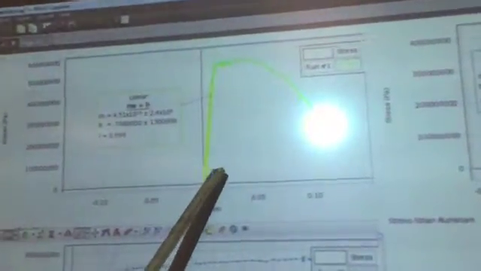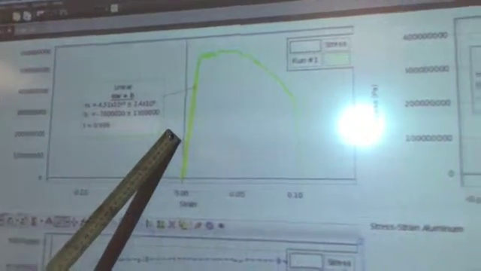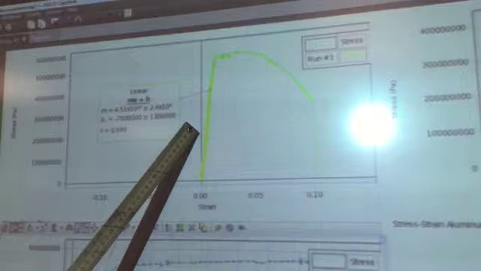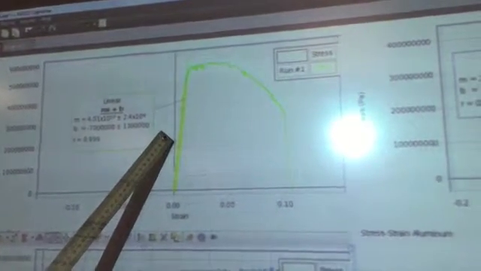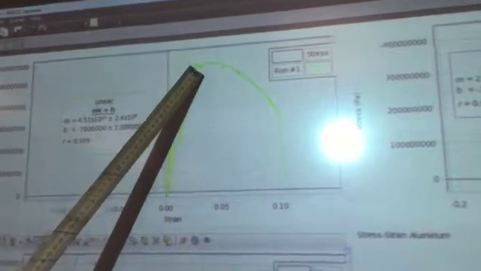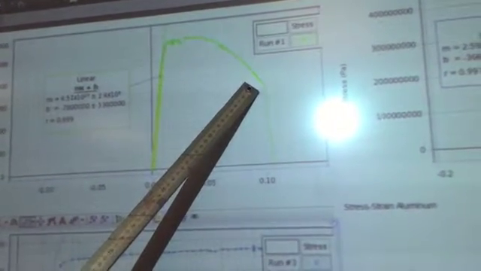Alright, here we go. This is our first graph right here. This is our steel. We can see here that this straight line highlighted in yellow right here represents the elastic region of our specimen. And then we can see here how it starts to deform and necking occurs all the way down here until the specimen actually breaks.